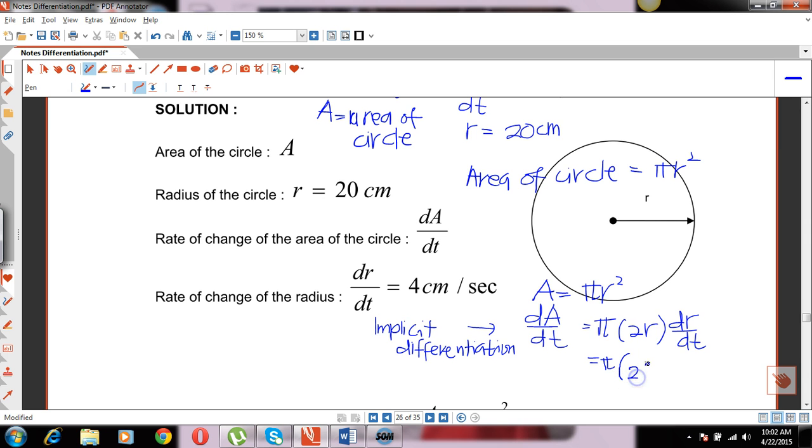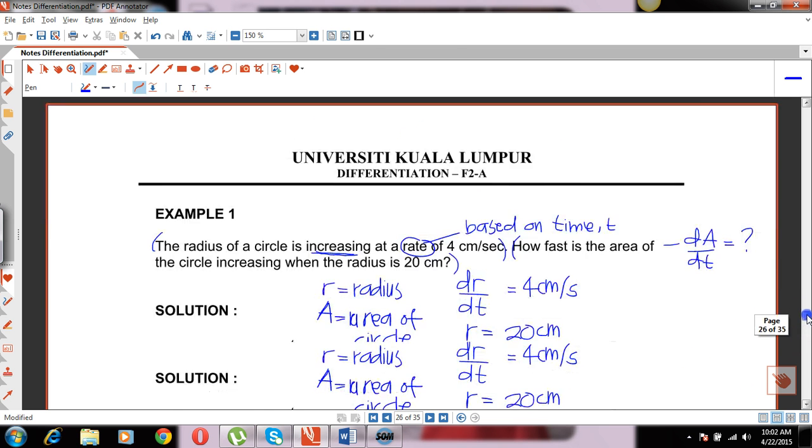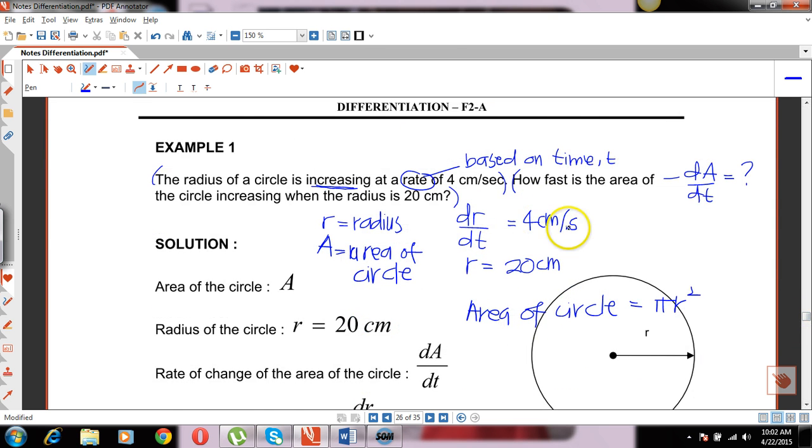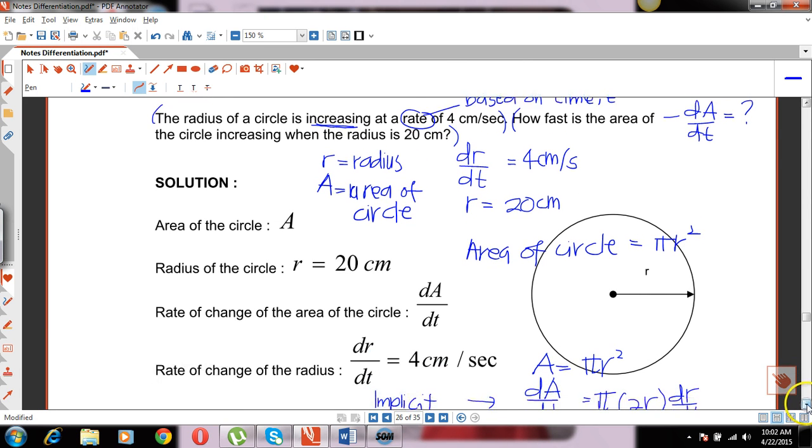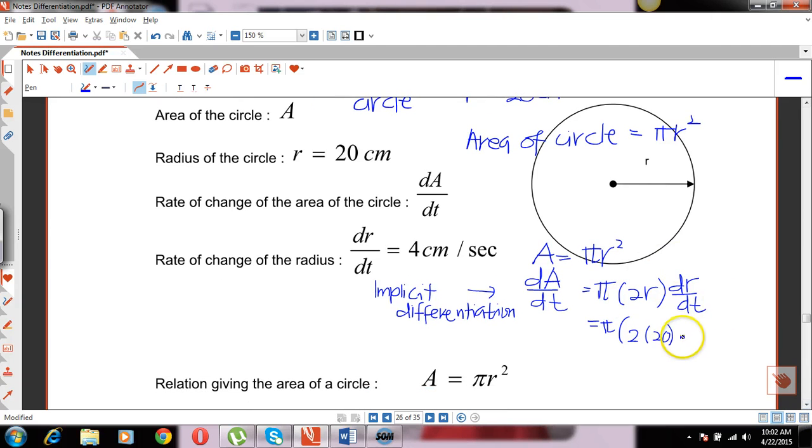So we have 2 times 20 cm. Okay, then dr over dt. Dr over dt is given here as 4 cm per second. Then we can get 40 times 4, and we get 160 cm square per second.